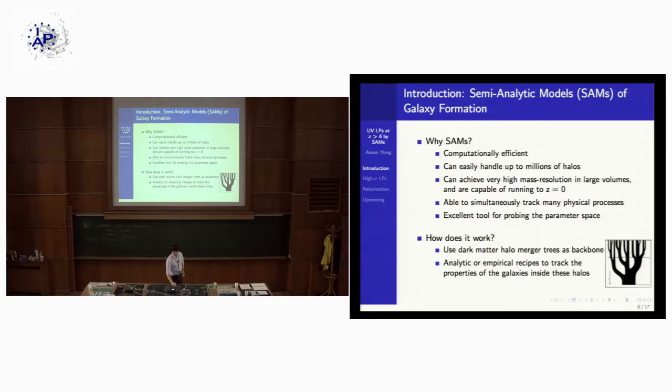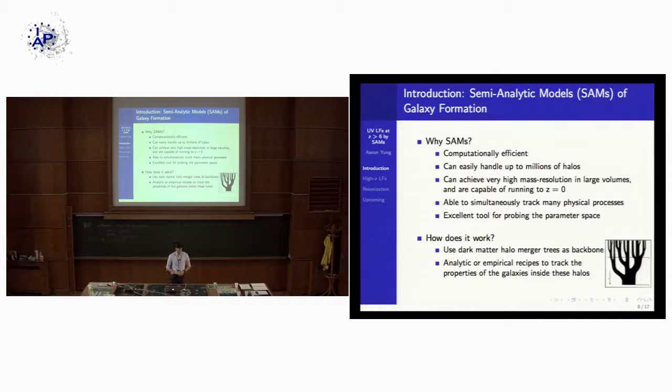So why do we use SAMs? SAMs are by far the most computationally efficient way to obtain a large galaxy sample. They can easily handle hundreds of thousands of halos, or even up to millions of halos. And they're able to achieve very high mass resolution in large volume, with resolution down to the atomic cooling limit, while simultaneously tracking many physical processes efficiently. And this allows SAMs to run on a large volume with sufficient resolution all the way down to the local z=0 universe, which most numerical simulations find difficult.